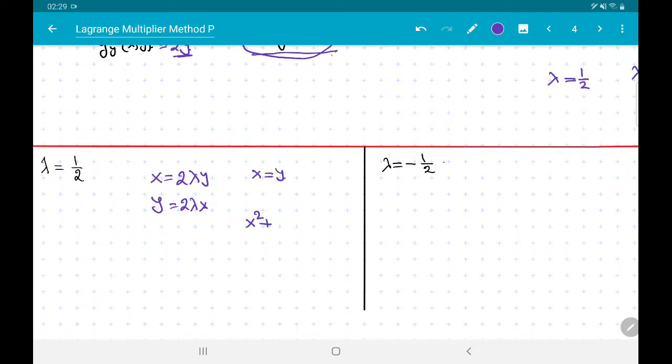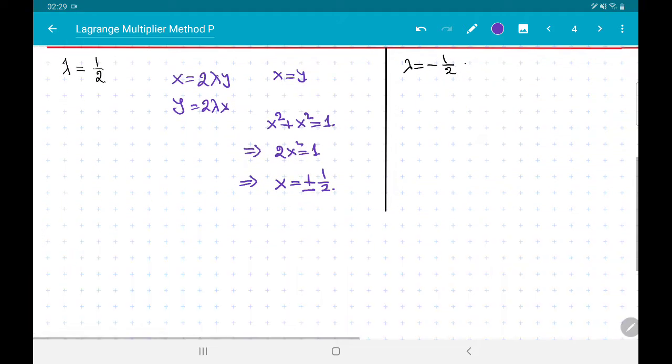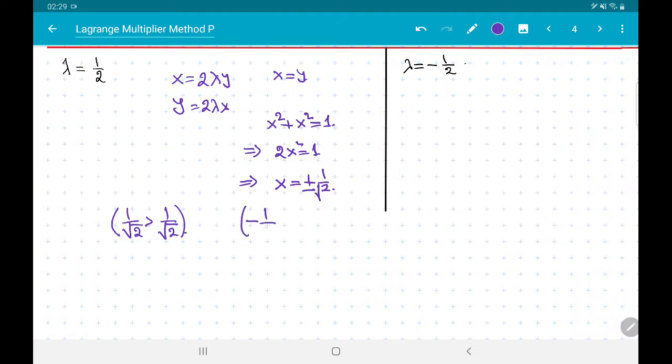So we have to use x square plus y square is equal to 1 from the constraint equation. So this gives me 2x square is equal to 1, and this gives me x equal to plus minus 1 by root 2. So x is equal to y. So what are the possible points that we are getting from here? So this is 1 by square root 2, 1 by square root 2. And if x is equal to minus 1 by square root 2, then minus 1 by square root 2, minus 1 by square root 2. So these are the 2 points that are coming from the case when lambda is equal to half.